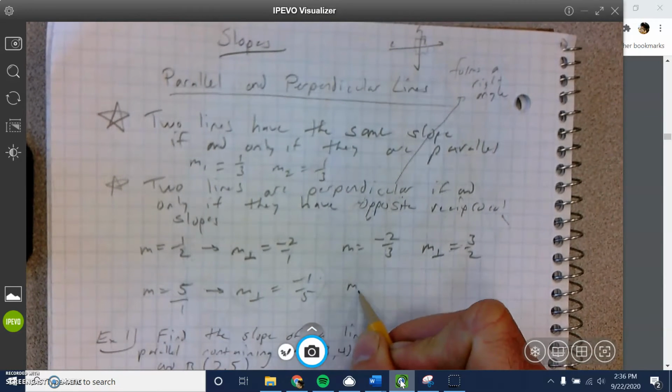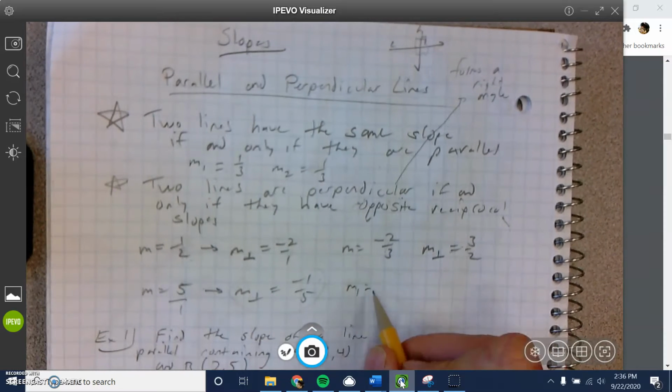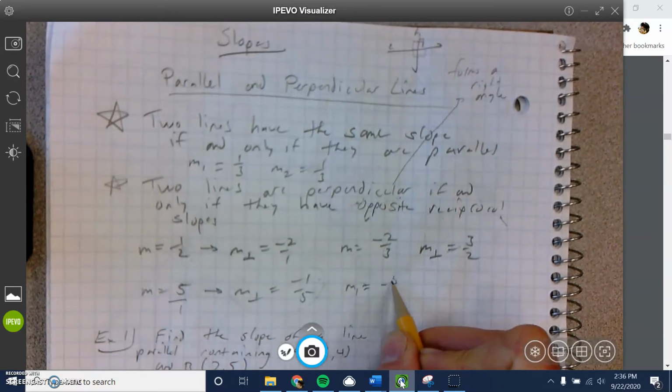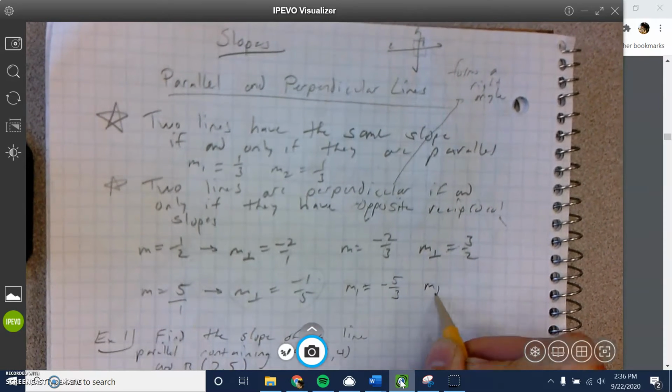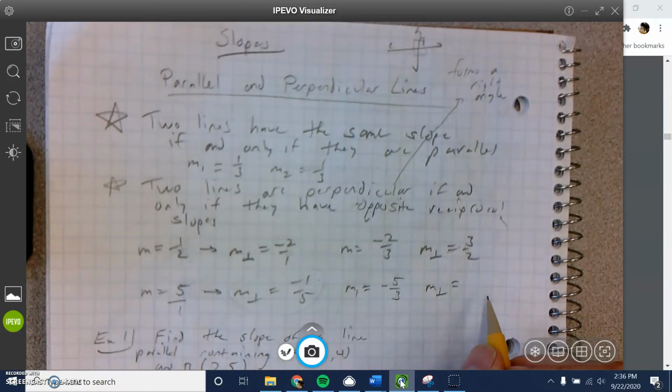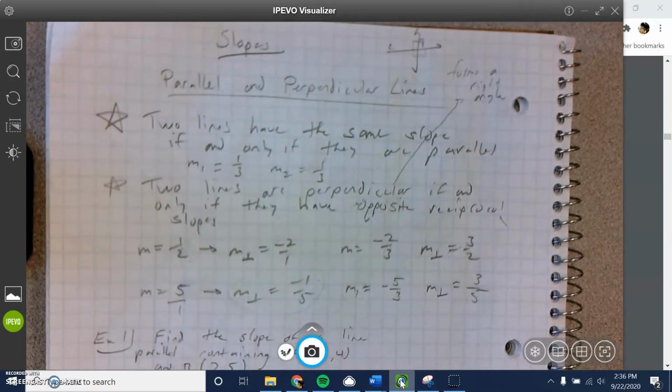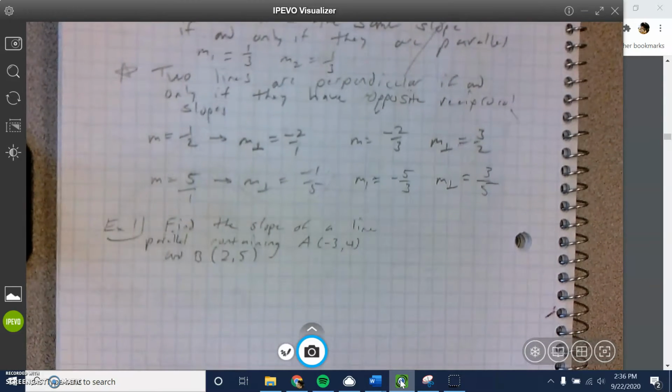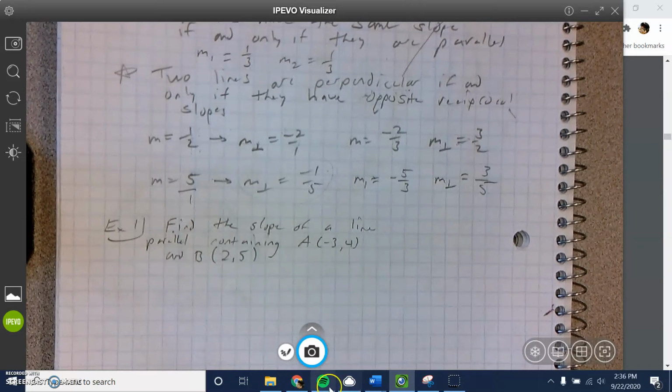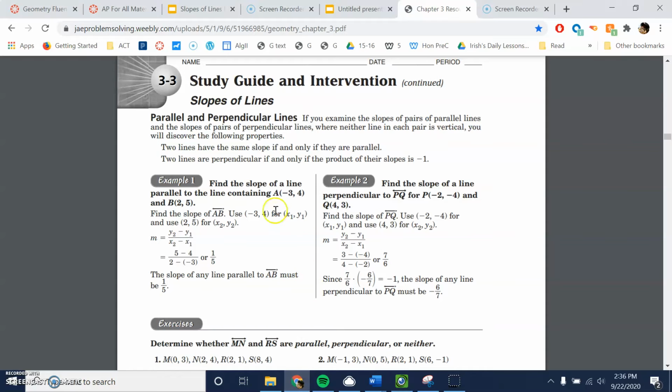Try this one. If the slope is -5/3, what's the perpendicular slope? Yeah, 3/5. Correct. Cool. Let's try an example. All right, so we got this example. Let's check it out in our worksheet.